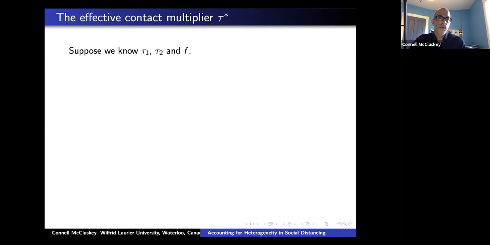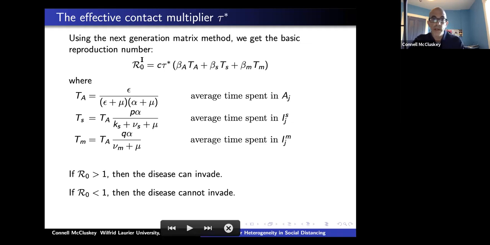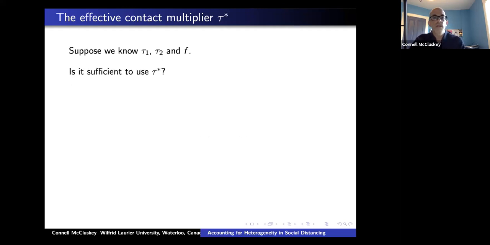So this tau star, I think of it as the effective contact multiplier, because in R0, tau star is the multiplier that shows up there. C tau star is like the effective number of contacts that people are having. If you know those, is it sufficient to just use that tau star?